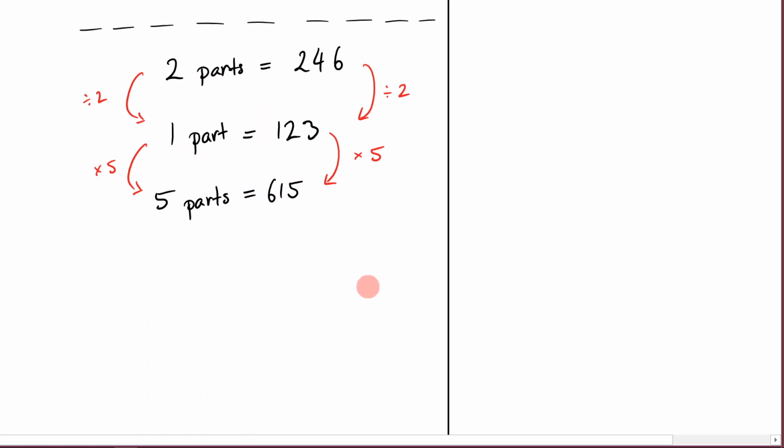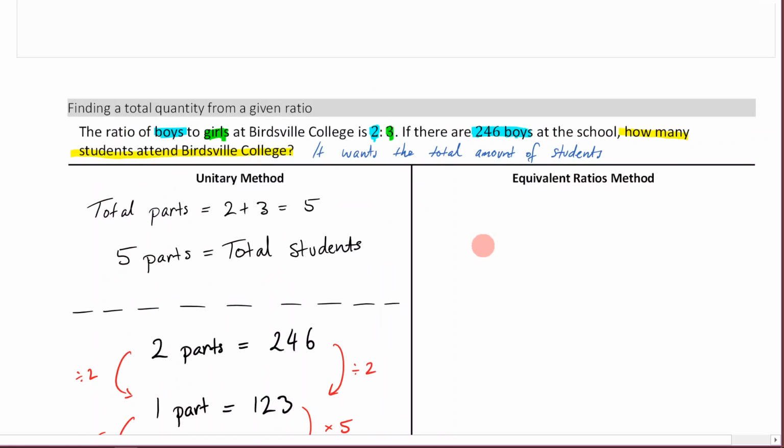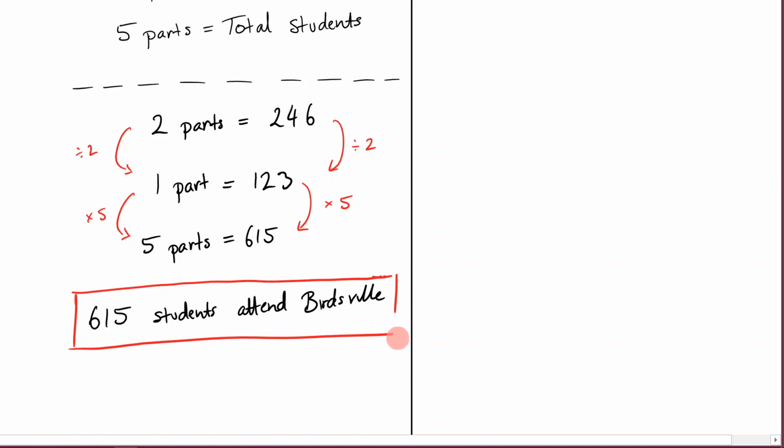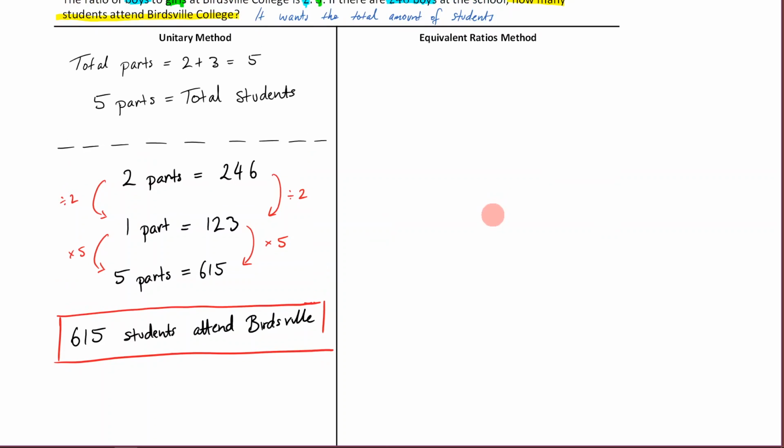So that means 615 students attend Birdsville. Perfect. And that's how you do it. That's our final answer. So I might even put a box around it so we know it's our final answer. That's our final answer. Hopefully that made sense. It's a little different to what we're used to doing, but that's one way of doing it. That is the unitary method way of doing it.